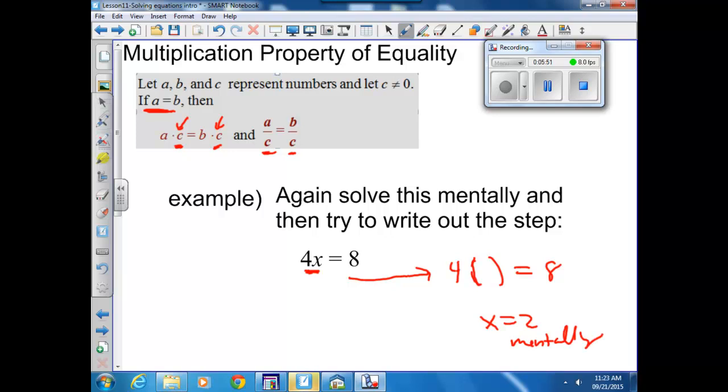But what if you had to write out a step? So again, it's always that undoing process. 4 and x are connected with multiplication. So to undo multiplication, you're going to divide both sides by 4. Use the opposite operation. How come? Well, then 4 divided by 4 is going to cancel, and you'll have 1x. 4 divided by 4 is 1, so you'll have 1x equals, but then 8 divided by 4 is 2. 1x means the same thing as x, so you have x equals 2. So we do want to practice this idea of divide both sides, to isolate x. Divide both sides by 4.